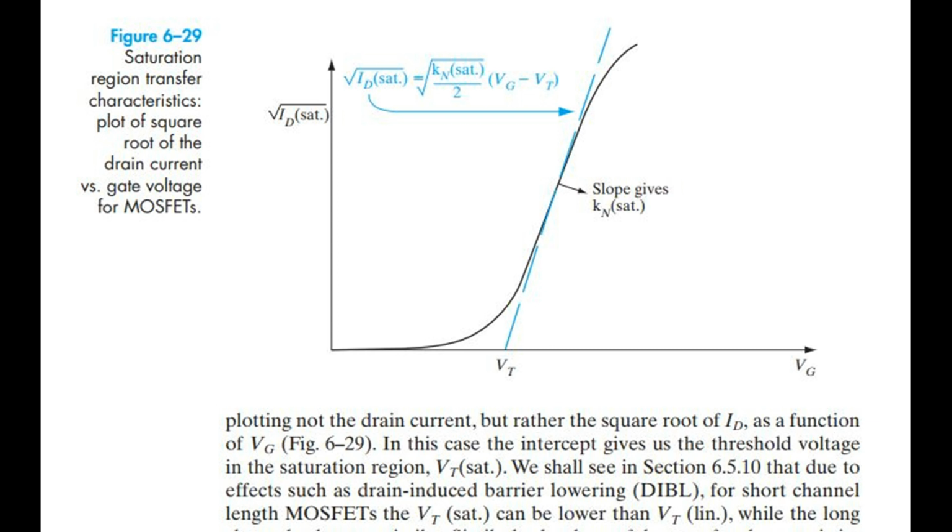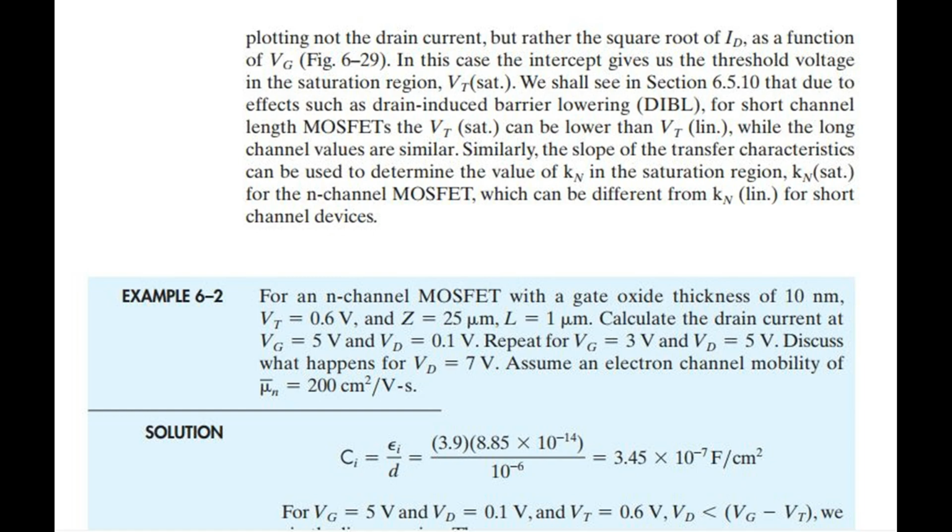We shall see in section 6.5.10 that due to effects such as drain-induced barrier lowering, DIBL, for short channel length MOSFETs the Vt,sat can be lower than Vt,lin, while the long channel values are similar. Similarly, the slope of the transfer characteristics can be used to determine the value of Kn in the saturation region, Kn,sat, for the N-channel MOSFET, which can be different from Kn,lin for short channel devices.